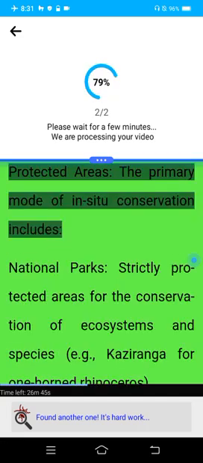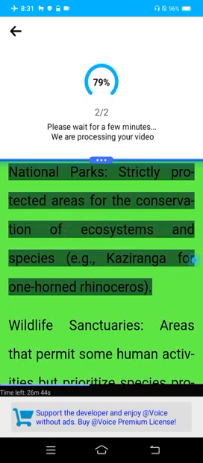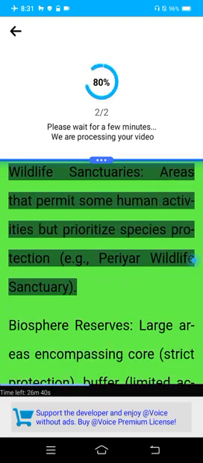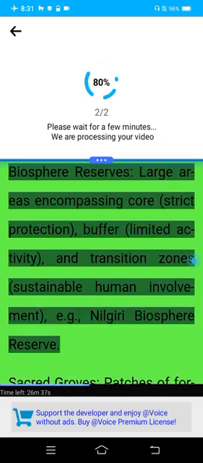Key components. Protected areas. The primary mode of in situ conservation includes national parks, strictly protected areas for the conservation of ecosystems and species, e.g., Kaziranga for one-horned rhinoceros. Wildlife sanctuaries. Areas that permit some human activities but prioritize species protection, e.g., Periyar Wildlife Sanctuary.